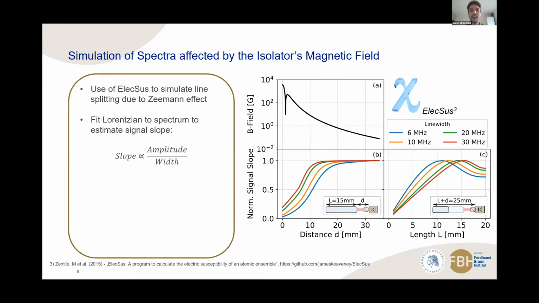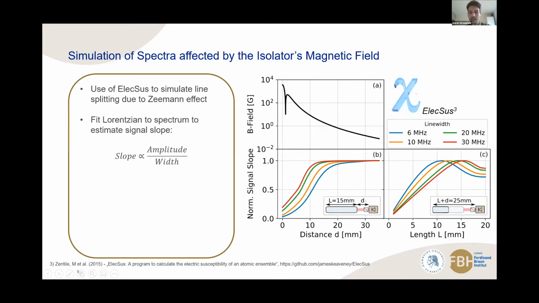So you can see in the upper graph here, indicated by A, the magnetic field strength of the optical isolator dependent on the distance on the x-axis. And based on this, I used the open source software Alkali.ne to simulate the effect on the spectrum. To the resulting spectrum, I fitted a Lorentzian and estimated the slope by dividing the amplitude by the width. And the results of the simulation you can see in the lower 2 graphs.